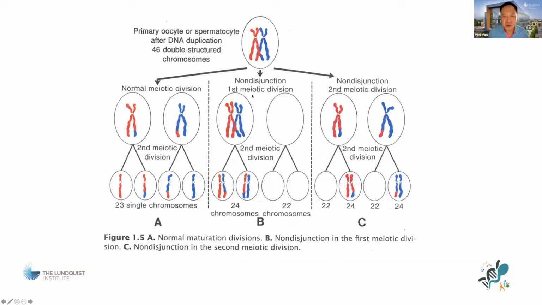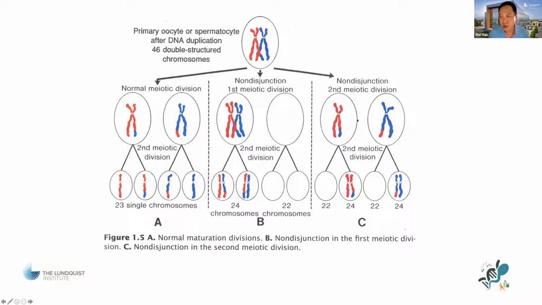However, if you have non-disjunction, they may undergo crossover recombination, but they don't separate during the first meiotic cell division. So you end up with an extra copy in the gamete. Half the gametes will have an extra copy, and half the gametes are missing one copy. So if these gametes get fertilized, you're going to have individuals with an extra copy of a chromosome. And if the other gamete undergoes fertilization, the individuals will lack one chromosome.